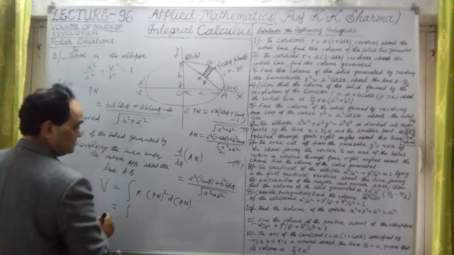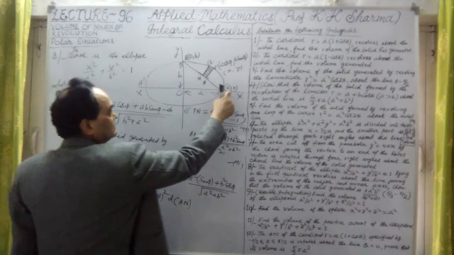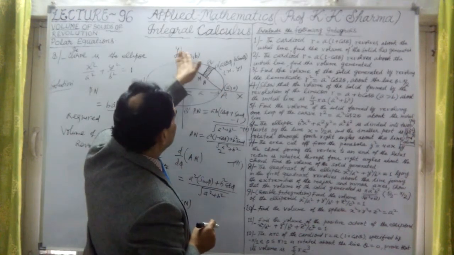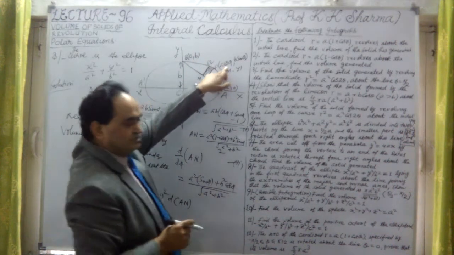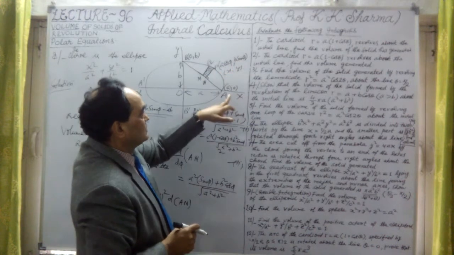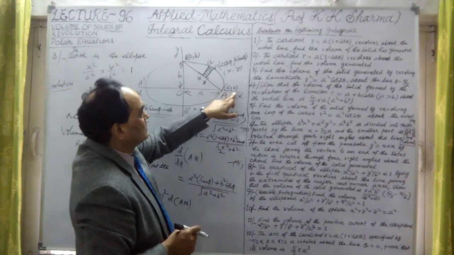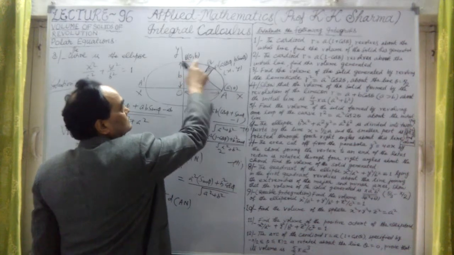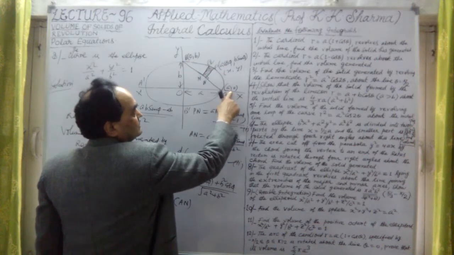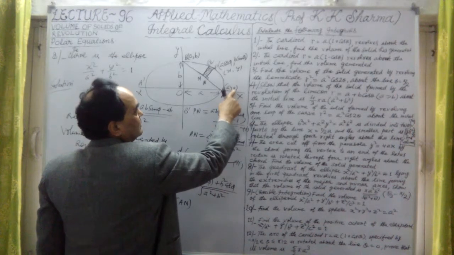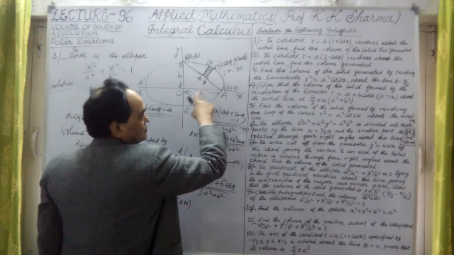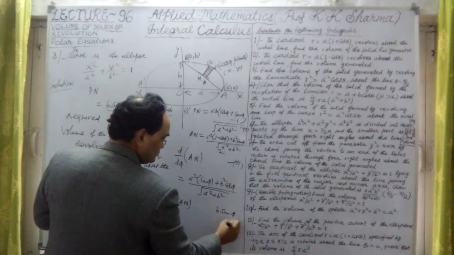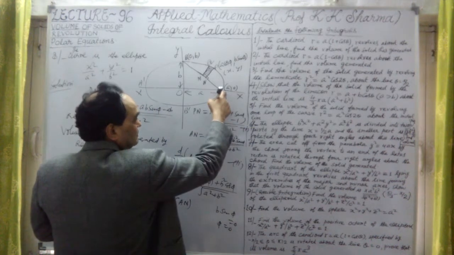The limits here are 0 to pi, because phi is 0 on the axis of x at a point. On this ellipse the coordinates are a cos phi, b sin phi. On the axis of x, the y coordinate is 0, that means b sin phi is 0, so phi equals 0. So at this point A, phi is 0.